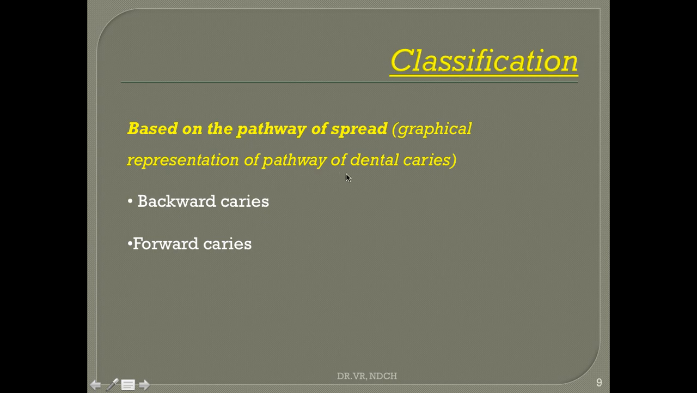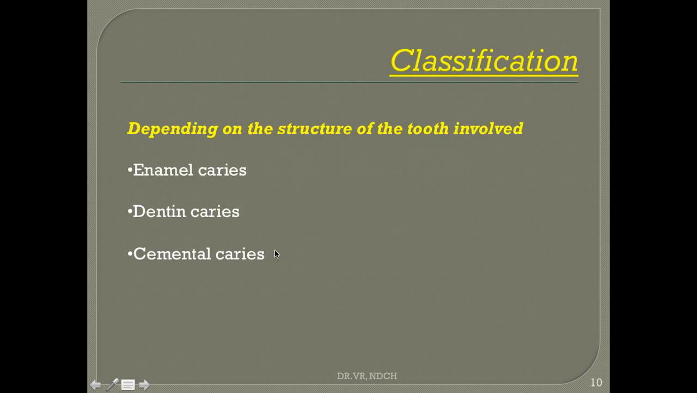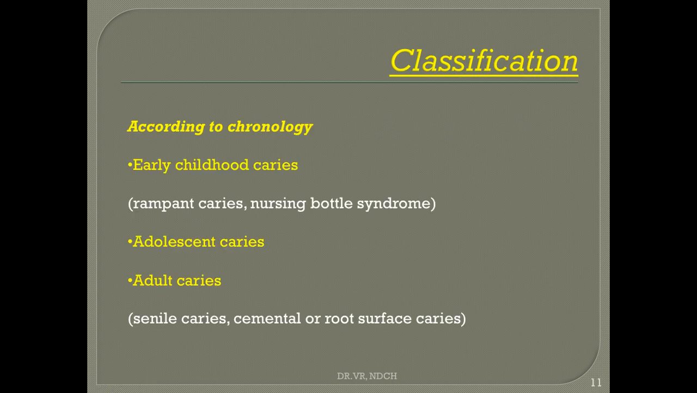Next is based on the pathway of spread, that is merely a graphical representation of the pathway of dental caries. You have backward caries and forward caries. I'll be discussing them in detail further. Then, depending on the structure of the tooth involved, we have enamel caries, dentin caries, and cemental caries. Enamel caries is when enamel tissue is involved, dentin caries when dentin tissue is involved, and cemental caries when cemental tissue is involved.